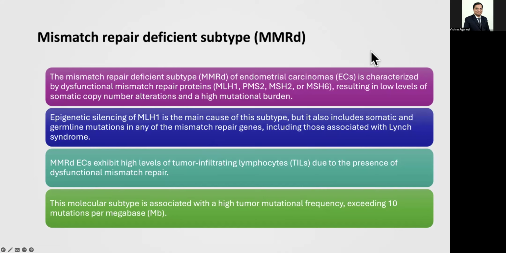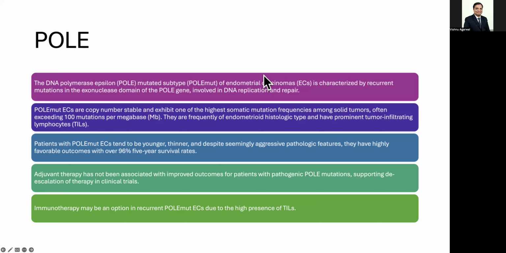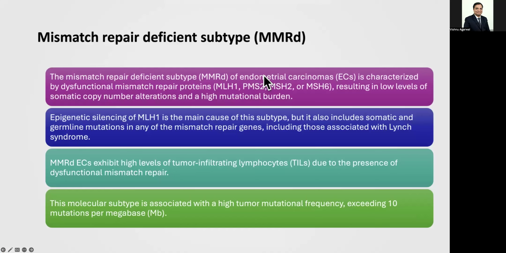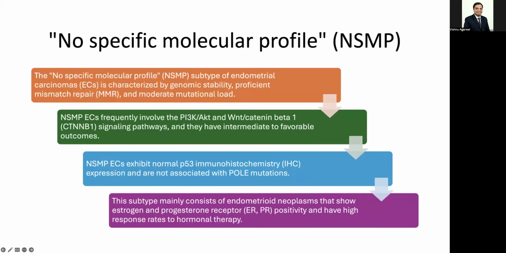The second type is the mismatch repair deficient type. It is characterized by dysfunctional mismatch repair proteins, resulting in low levels of somatic copy number alteration and high mutational burden. Patients with these tumors have high levels of TILs, that is, tumor infiltrating lymphocytes. This molecular subtype is associated with a high tumor mutation frequency, exceeding 10 mutations per megabase.